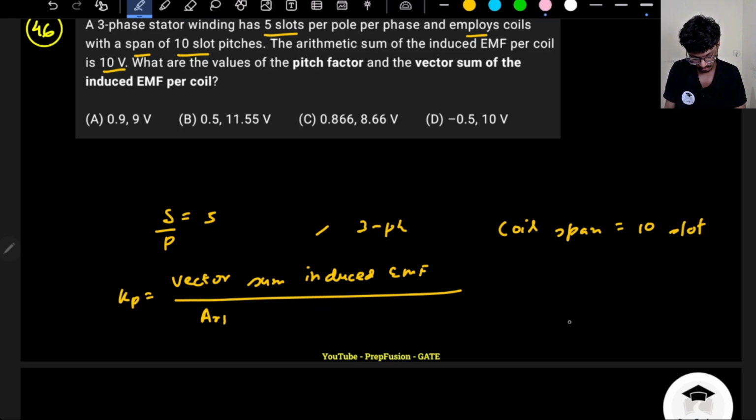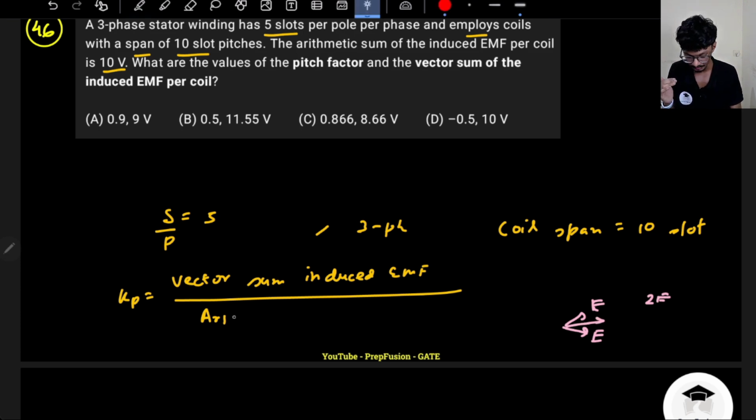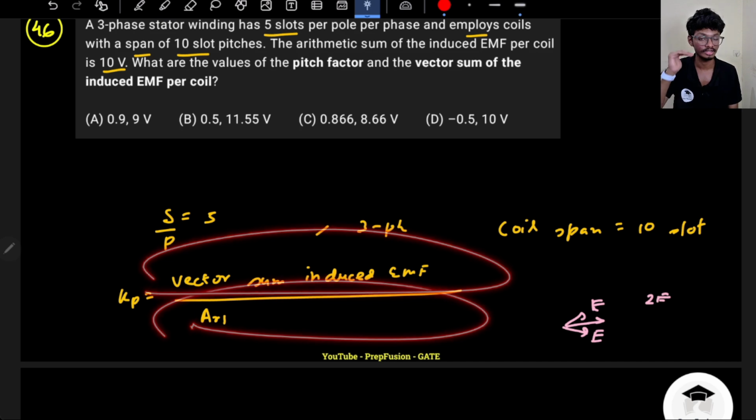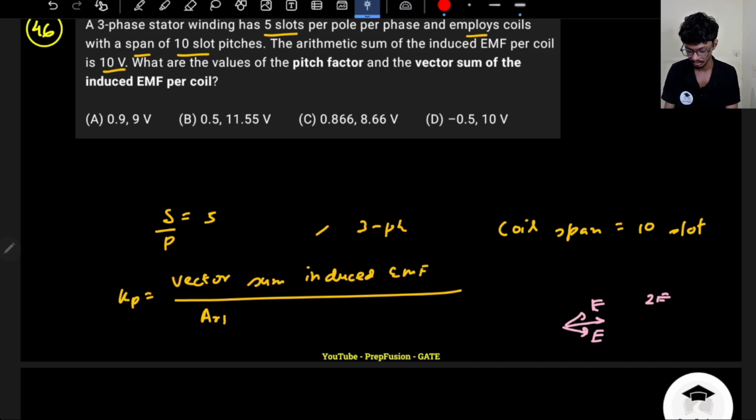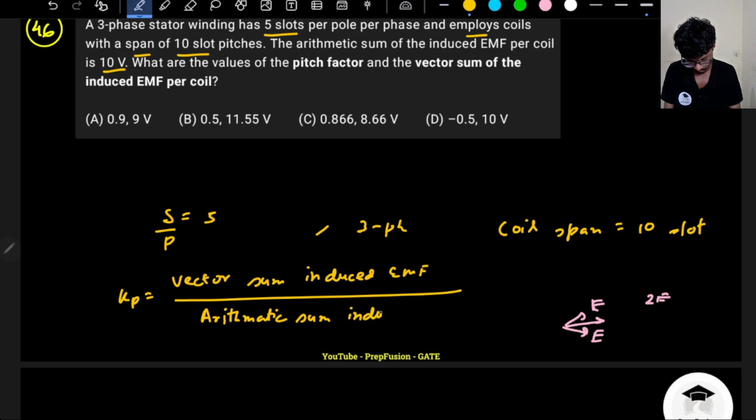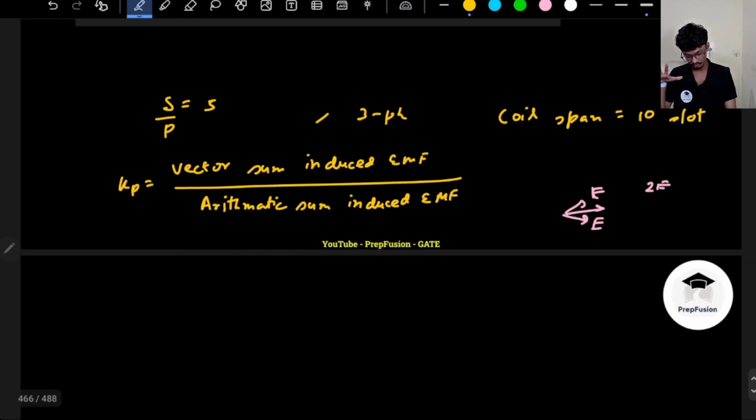So if I have two quantities, let's say both of them E, the arithmetic sum is 2E, right? But the vector sum will not be 2E, it will be somewhat lower than 2E. So that's why the vector sum always comes in the numerator, to make Kp less than 1. Okay, this is what my Kp is equal to, vector sum over arithmetic sum of induced EMF.